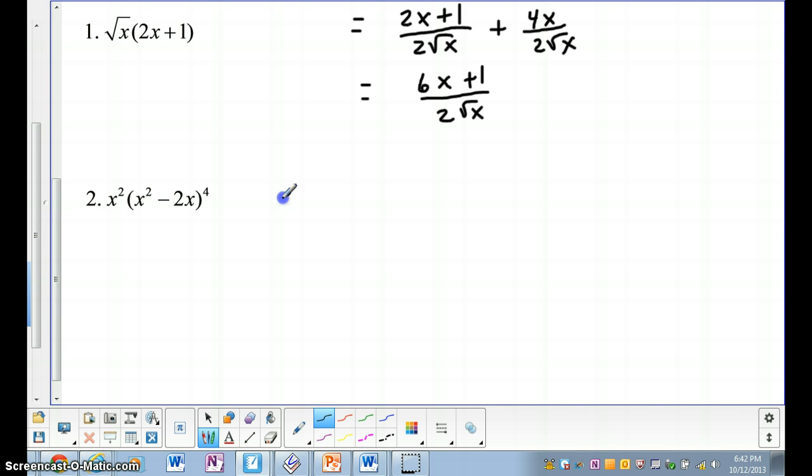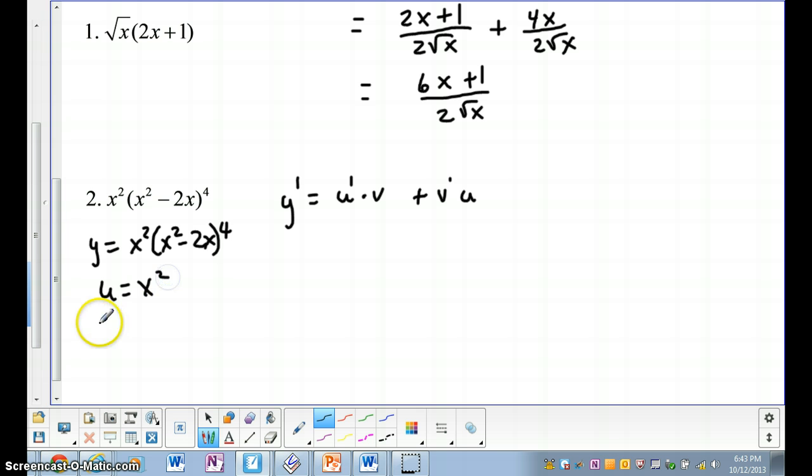So that would be y prime equals u prime times v plus v prime times u. And our y is our entire function here, x squared times x squared minus 2x to the 4th. Our u would be x squared, and our v would be x squared minus 2x to the 4th power. Our derivative of u, or our u prime, would be 2x.